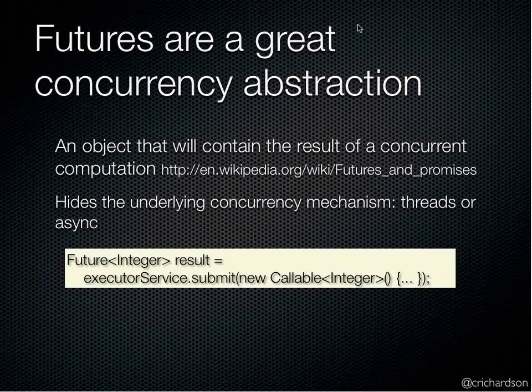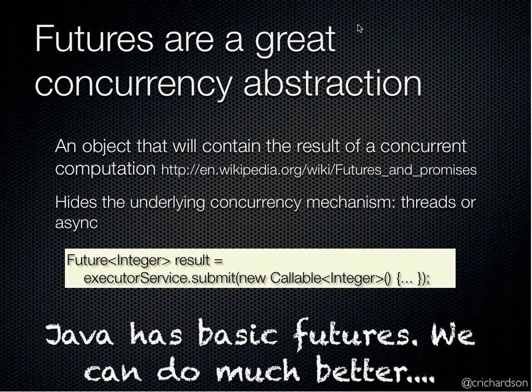So obviously Java has that in the form of a future implementation, and you've got the executor service that, when you submit a callable, will give you back a future. And it turns out that Java futures, as in JDK or Java 7 futures, are actually really basic, and there are much better implementations out there.